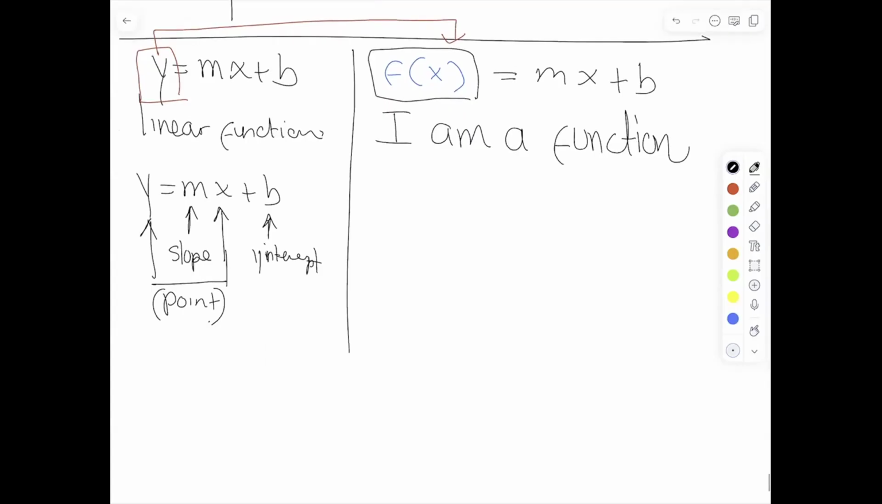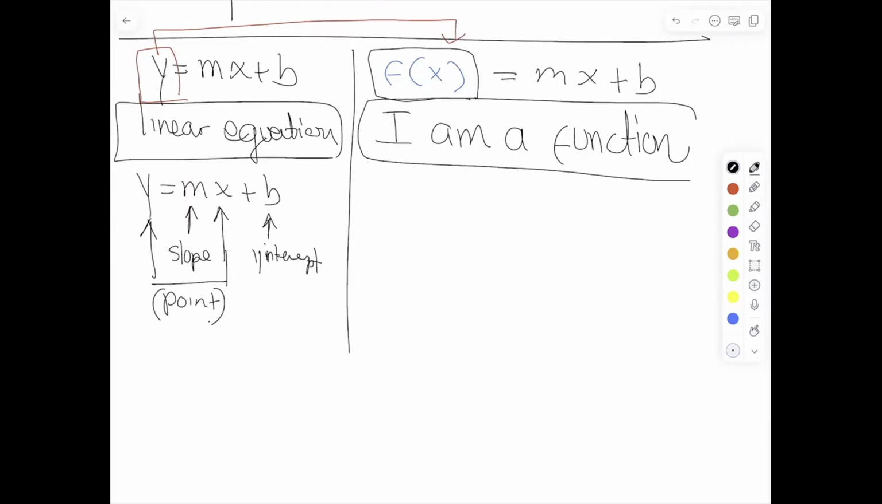Before, oh, I should have written here linear equation. Before I was a linear equation. But because now I have f of x, I am a function. And what does that mean?